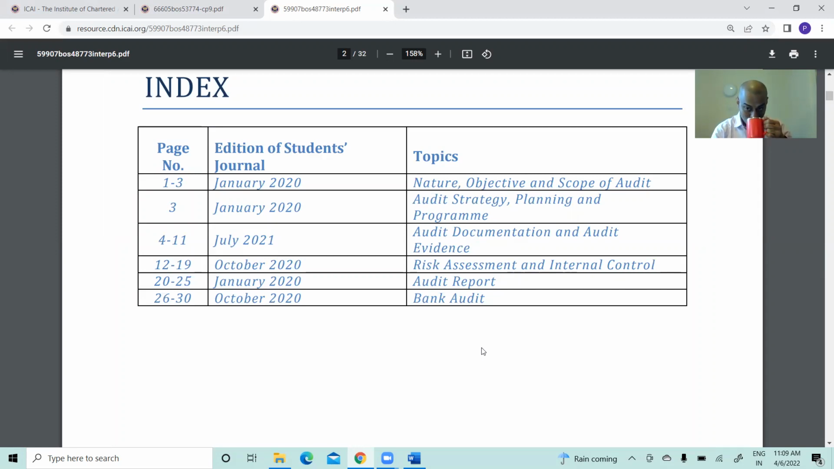Here it is not given. That means even ICA cannot compile short notes or super quick revision notes for this, because it is not possible. Sandeep, what to do? Open our material, sir.